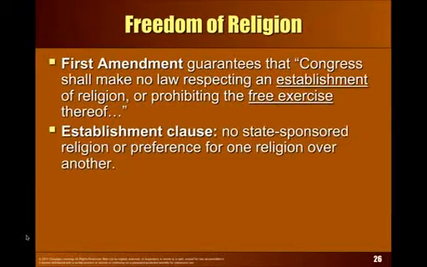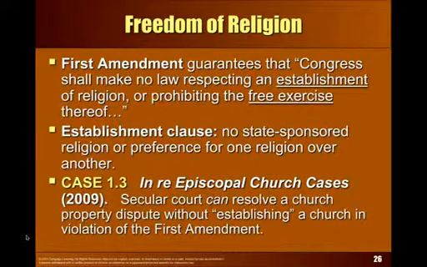All right, freedom of religion. A lot of people think this is the Constitution saying separation of church and state.